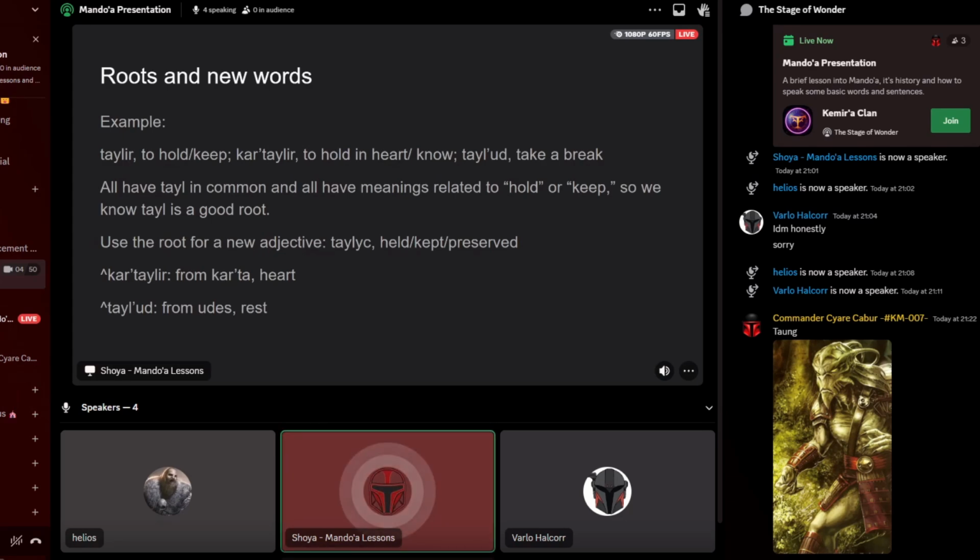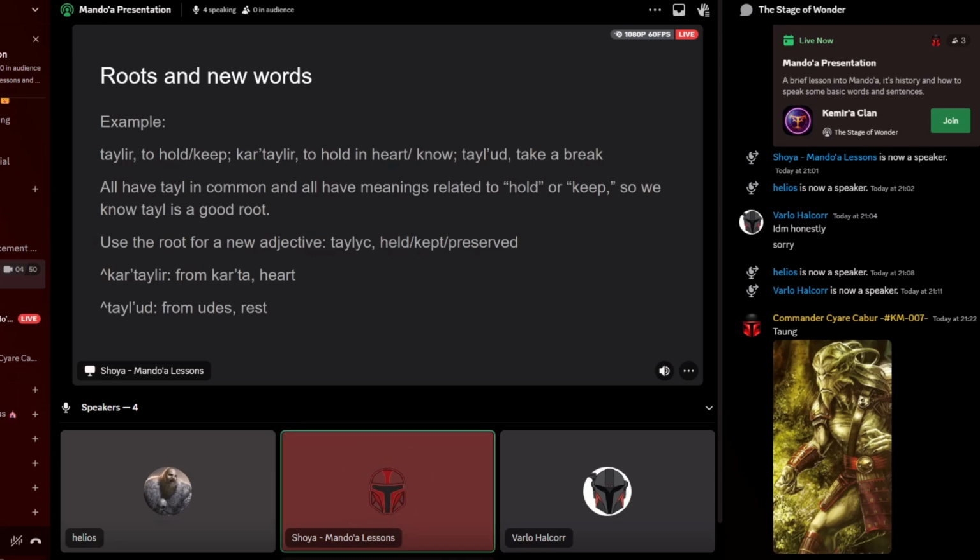So kartailir, like I said, comes from kar and ta. Karta means heart. Kar itself is a root that means core, or the centermost part or essence. But karta means heart, as in the beating heart. And tailud, like I said, is tail, and it uses ude, which is rest.